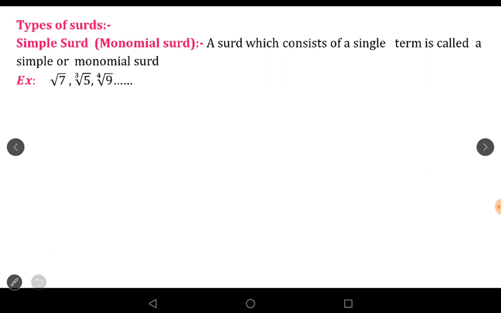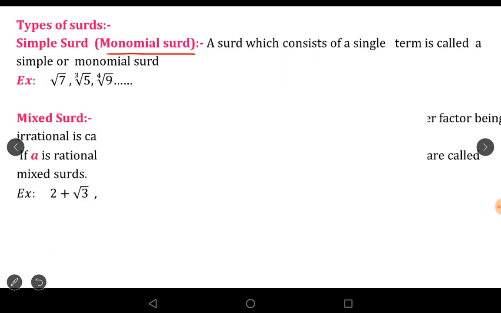Types of surds. The first one is the simple surd, or monomial surd. A surd which consists of a single term is called a simple or monomial surd. For example, root 7, third root of 5, fourth root of 9. The order can be any number, but with only one term, it is called a simple surd.